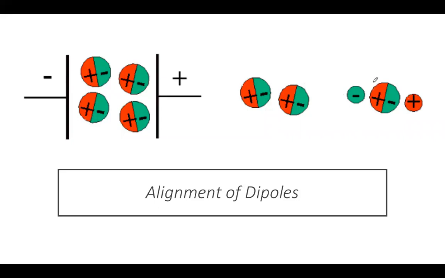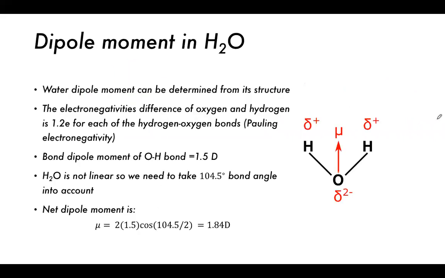And we can even have ions. We see that the molecules which are polar also align with the particular local charge of the ions. So how did we get the dipole moment in water? The water dipole moment can be determined from its structure.